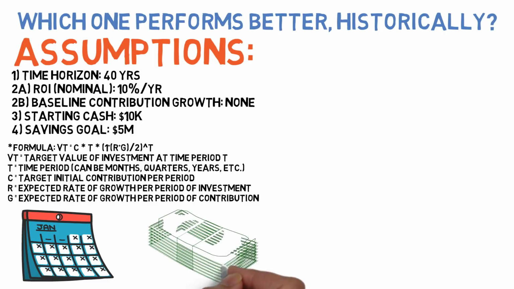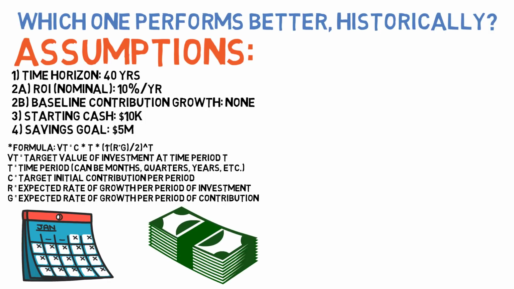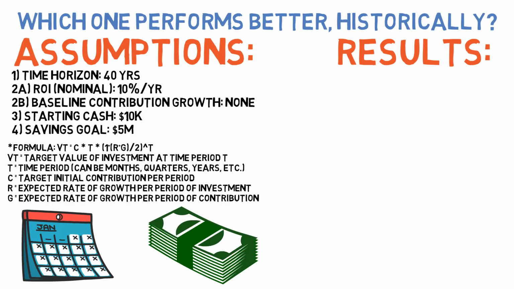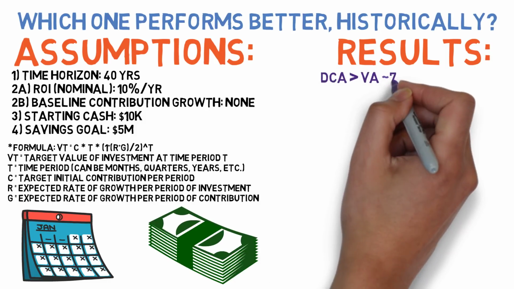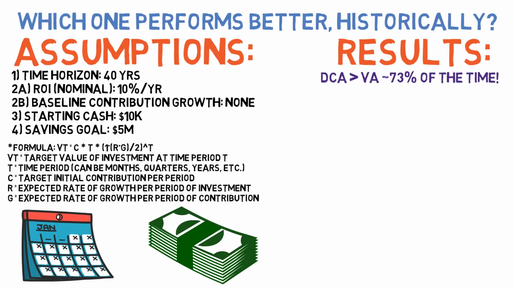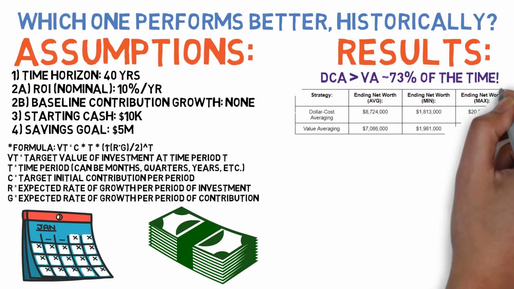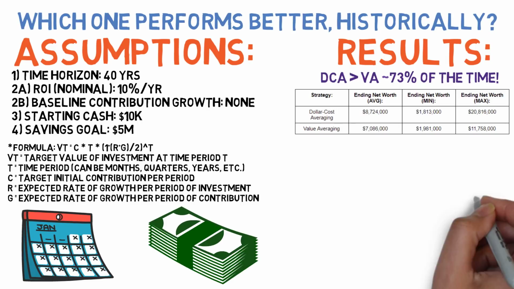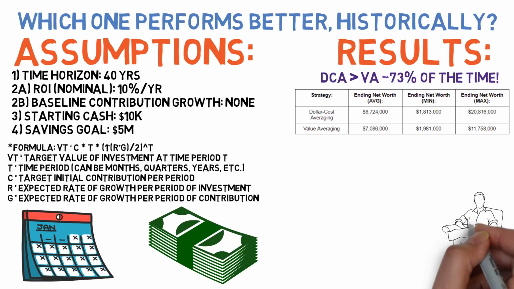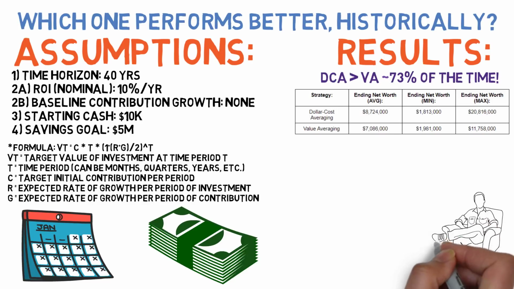Using that data and those assumptions, here's what I found. Based on the over 1,300 potential starting months between 1871 and the end of 2020, a dollar cost averaging approach outperformed a value averaging approach roughly 73% of the time. And as you see on your screen, it wasn't by a particularly small amount. As you can see, the value averaging approach did hold an edge in terms of the minimum ending net worth after 40 years. So there is that, but in the vast majority of cases, it fell short of a simple dollar cost averaging approach.